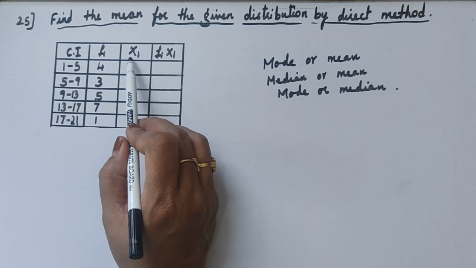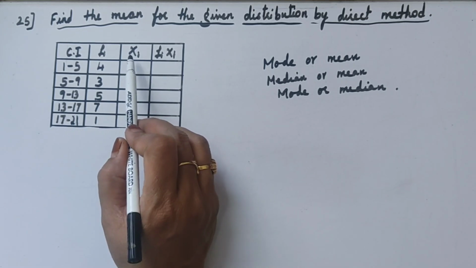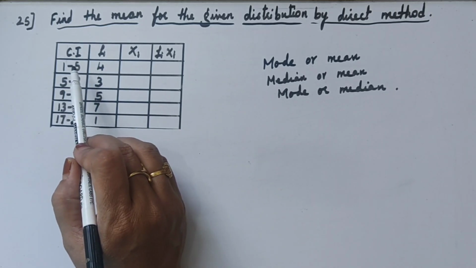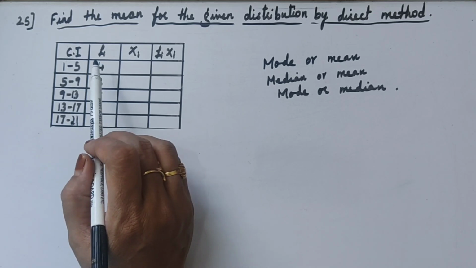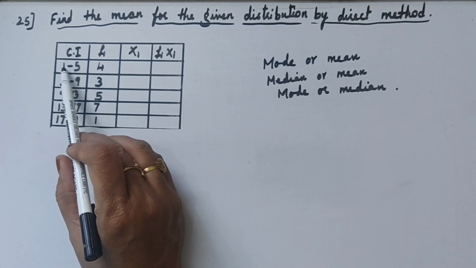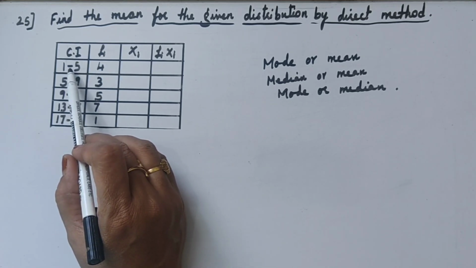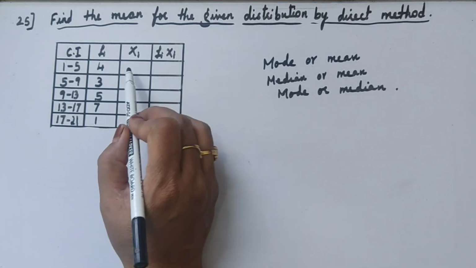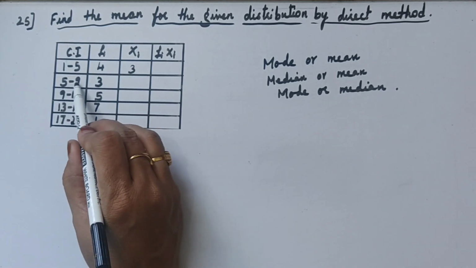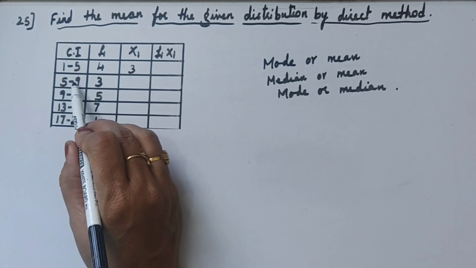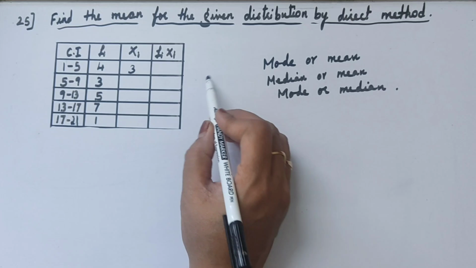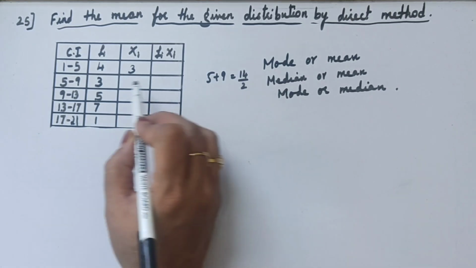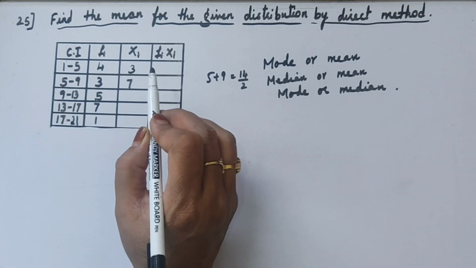What do you mean by xi? Xi is nothing but the class mark. Class mark means lower limit plus upper limit by 2. We need to add these two and divide by 2. Then only are we going to get the middlemost value of the class interval. 1 plus 5 is 6, 6 by 2 is 3. 5 plus 9 is 14, 14 by 2 is 7. Understood, girls?